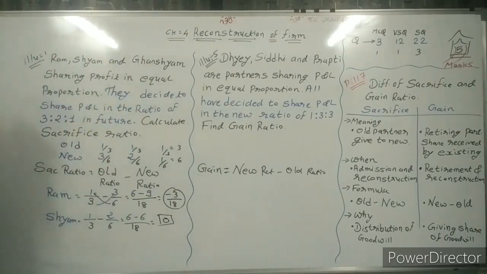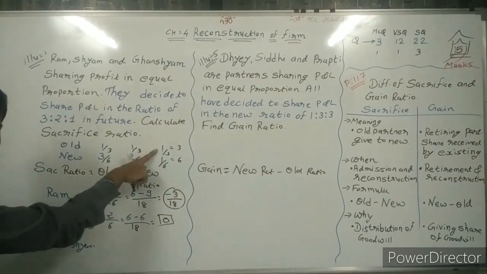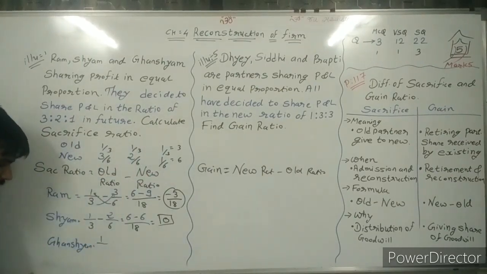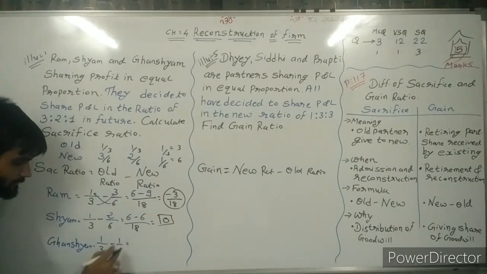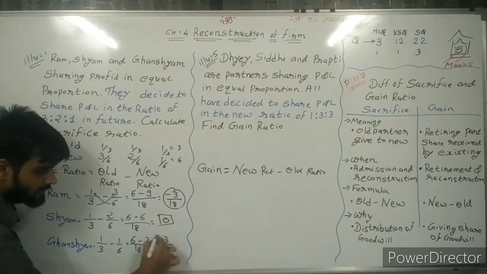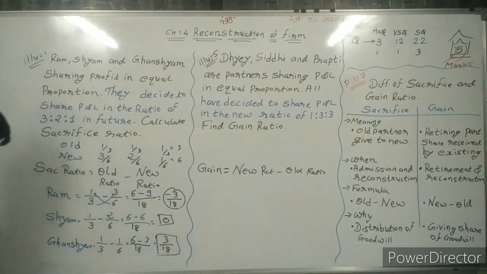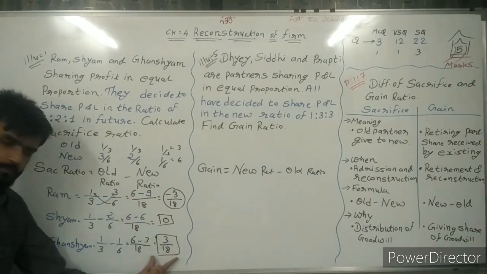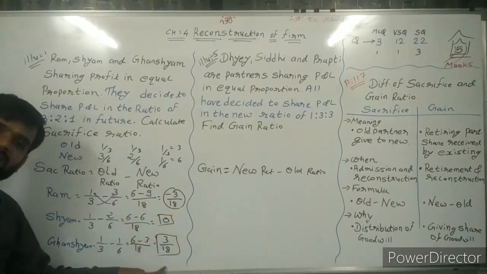Next, the last person is Ghanshyam. So Ghanshyam's old ratio is 1 by 3 minus new ratio 1 by 6. 6 ones are 6. 3 ones are 3. 6 threes are 18. So 3 by 18. Here also, sacrifice formula, positive answer, it means it's a sacrifice.